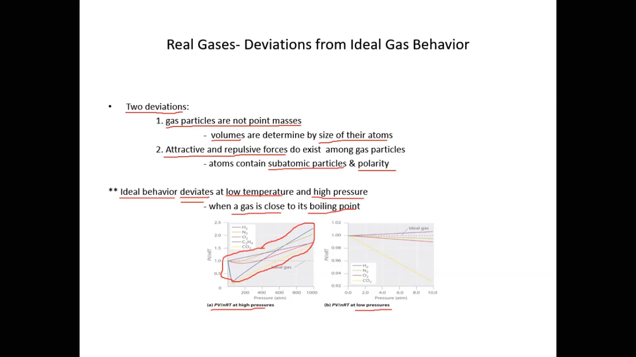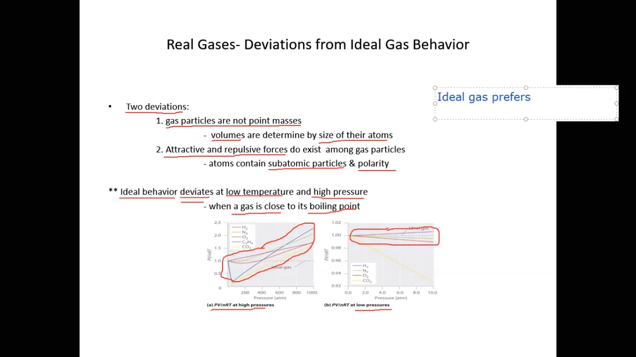Whereas at low pressure, most of the gases follow ideal gas behaviors. So an ideal gas prefers low pressure and high temperature. So again, let's write that down. Ideal gas prefers low pressure, high temperature. So if you want to make something behave as an ideal gas, it prefers low pressure, high temperature.